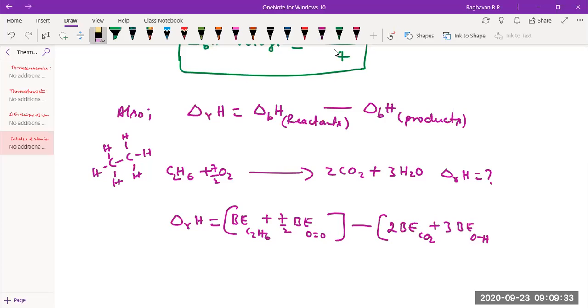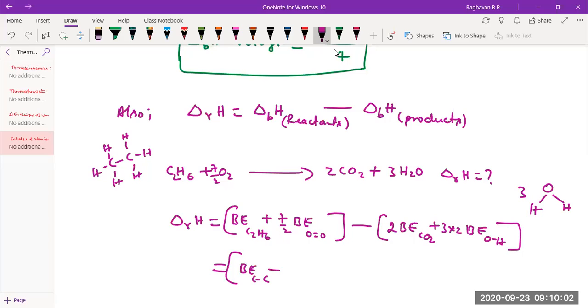Okay, because it is like this. I will let you know. Water has 2 OH bonds, right? How many water molecules have been formed? 3. 3 into 2 into bond enthalpy of OH bond, you have to take like this. And in case of bond enthalpy of ethane, how many carbon-carbon bonds are there? 1. That also you should take, bond enthalpy of CC plus how many CH bonds are there? Totally 6. 6 into bond enthalpy of CH.